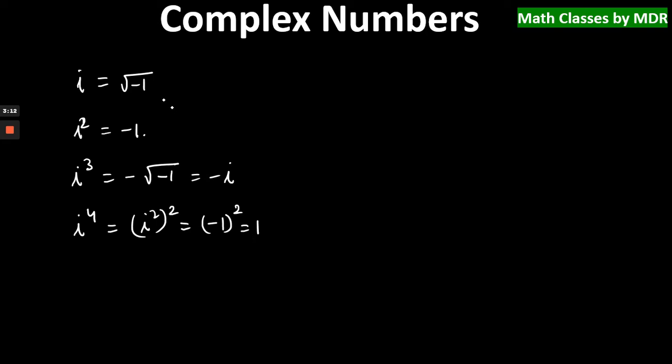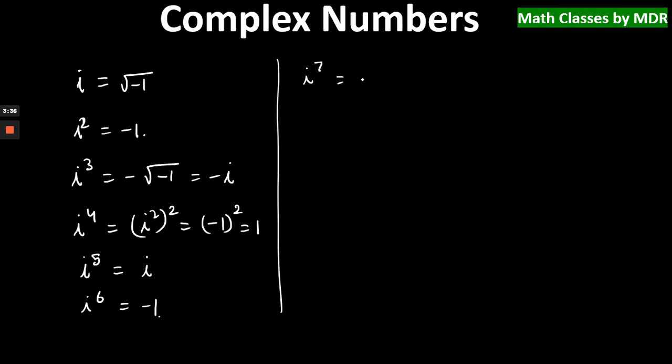So you see that it follows a pattern here, okay? i equals root minus 1, i square is equal to minus 1, i cube is minus i, i to the power 4 is 1. The same pattern continues when we take the powers i to the power 5, which is again i, i to the power 6 is equal to minus 1, i to the power 7 is minus i, i to the power 8 is equal to 1. That means for every fourth power, we'll have the same value.